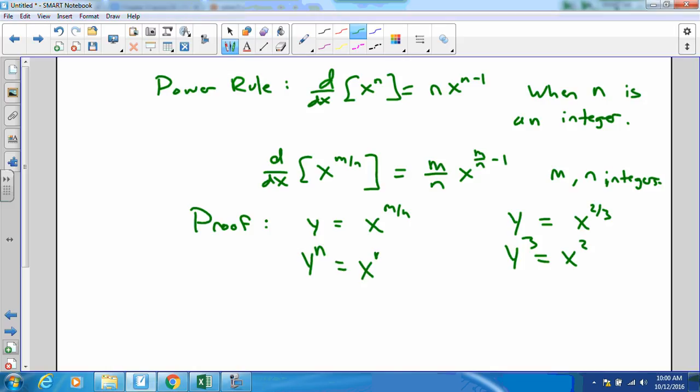y to the n equals x to the m. Yes. This is a big idea in math. If I've got a tool that works for a particular case, then I can take a new case and try to get it into the form of the case that I've got the tool for. And now I can take a derivative with respect to x on both sides.